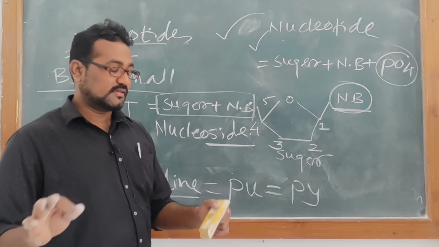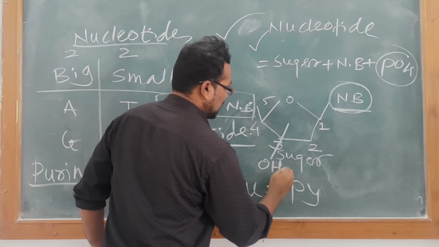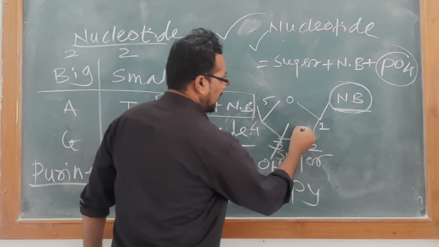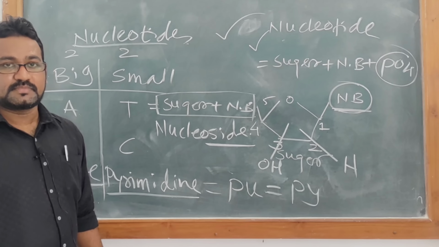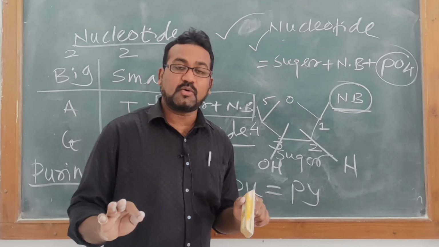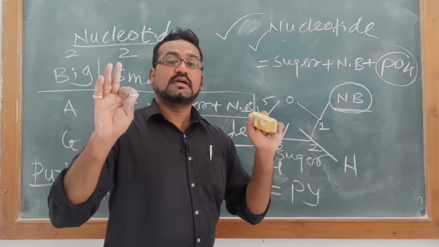Along with this, carbon number 3 contains a hydroxyl group and carbon number 2 contains a hydrogen atom. In a typical nucleotide, you will have carbons 1, 2, 3, 4, 5 in the central sugar. At carbon number 1 is the nitrogen base and at carbon number 5 you will have the phosphate group.